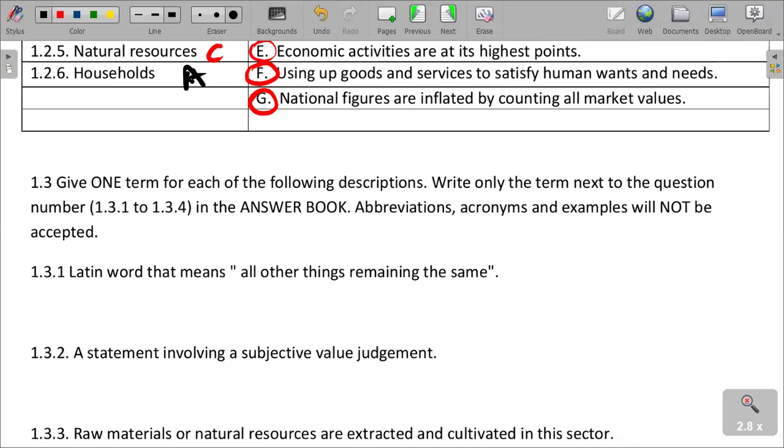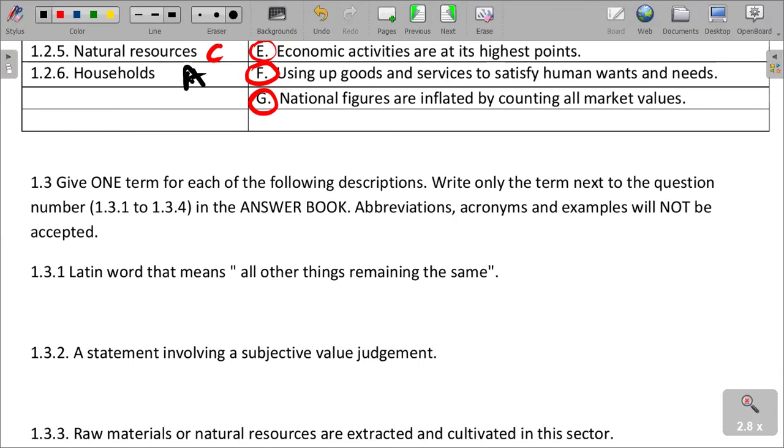And then we need to give one term for each of the descriptions, and we write only the question number and the answer next to the given question number there.